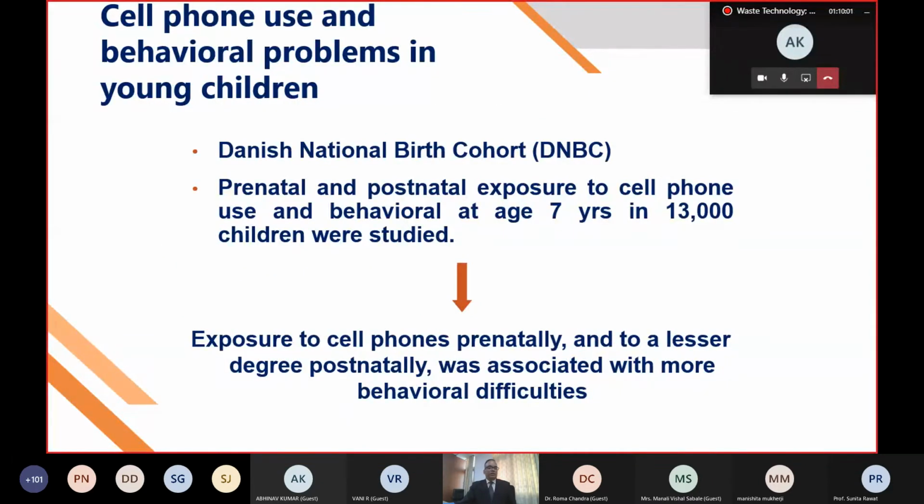In fact, Danish scientists also did a number of works, and in one study of 13,000 children, they concluded that exposure to cell phones prenatally, and to a lesser degree postnatally, was associated with more behavioral difficulties. Meaning even in the gestation phase, the kids may get damage because of the external exposure.